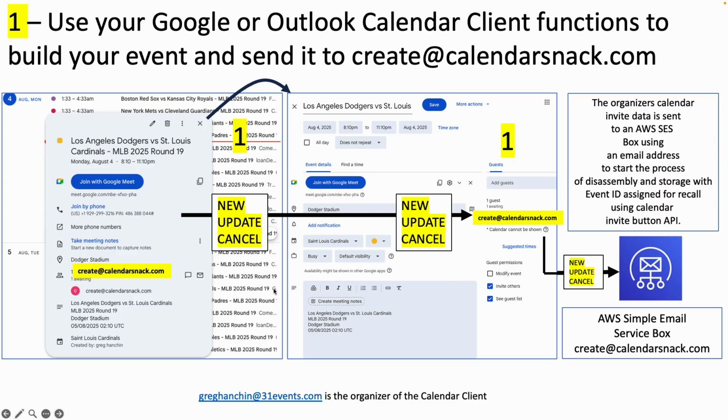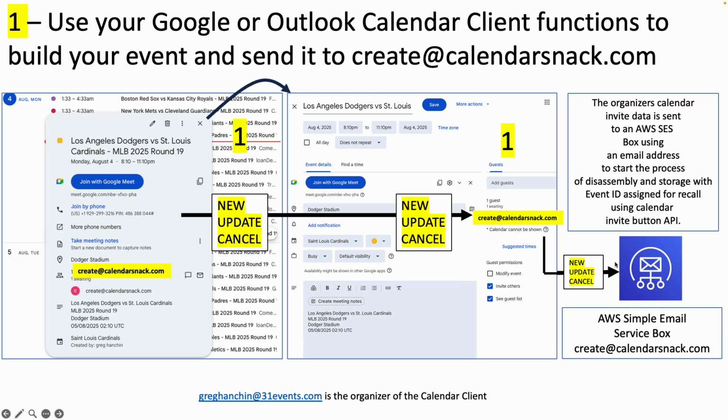So to get going, it's real simple. Here, Greg at 31 Events is the organizer. So in the story, I'm part of the story. I pulled out my personal calendar client. I put a new calendar event on it. I saved it as new. It sent it to this create at calendarsnack.com pipeline.